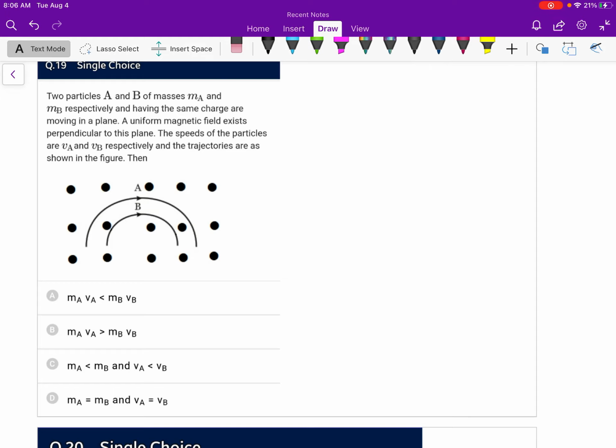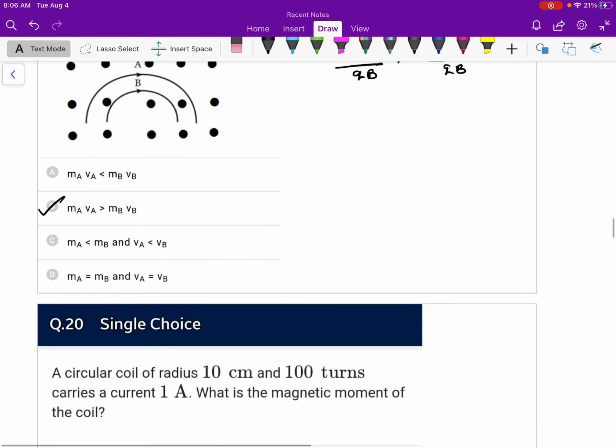Now we need to compare MAVA, MBVB. So we see that RA is greater than RB. RA is greater than RB. So that is MAVA upon QB is greater than MBVB upon QB. Now Q and B are same. So MAVA is greater than MBVB. So B is the correct answer.